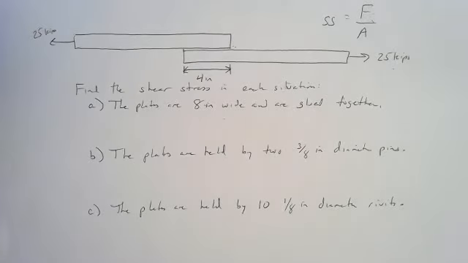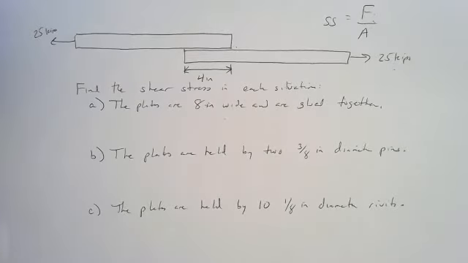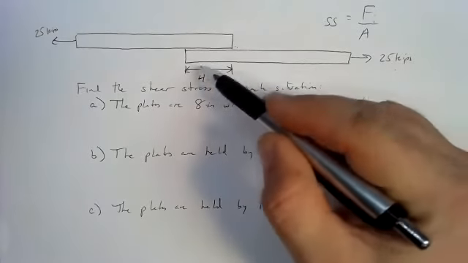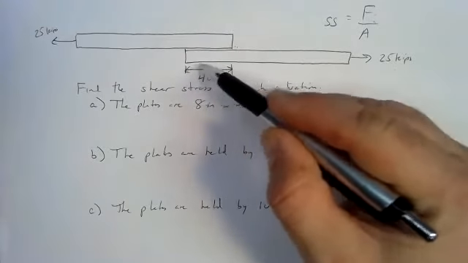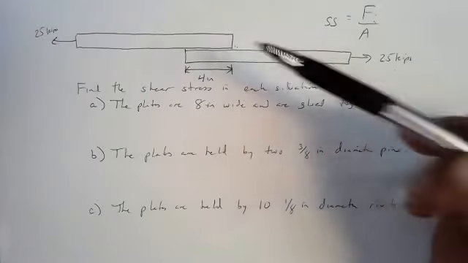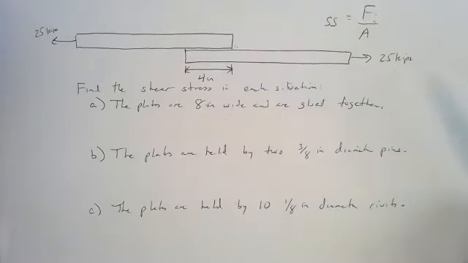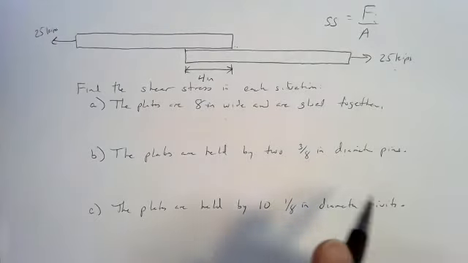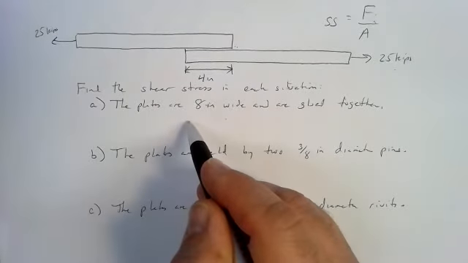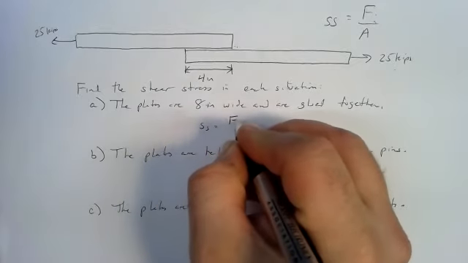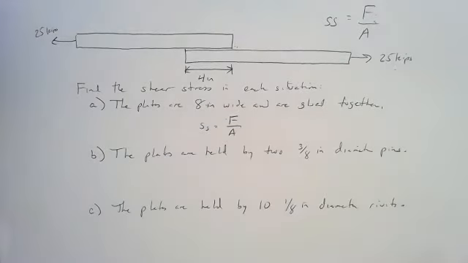All right, so here's our practicum problem for tonight. We've got a lap joint between two pieces of material. The lap joint is over an area of 4 inches, and the plates are 8 inches wide. So in our first situation, we have the plates glued together. Shear stress is force divided by area.